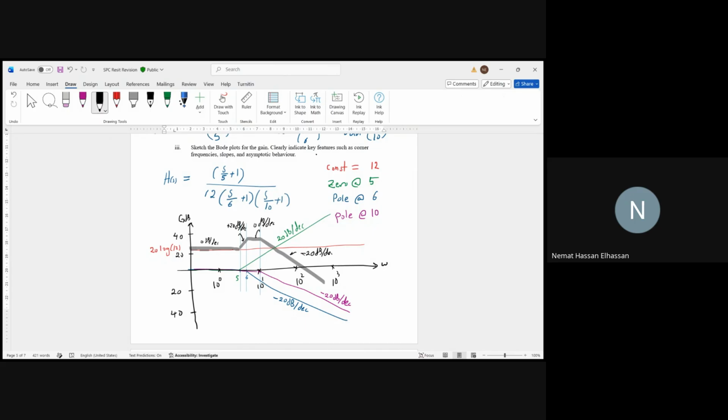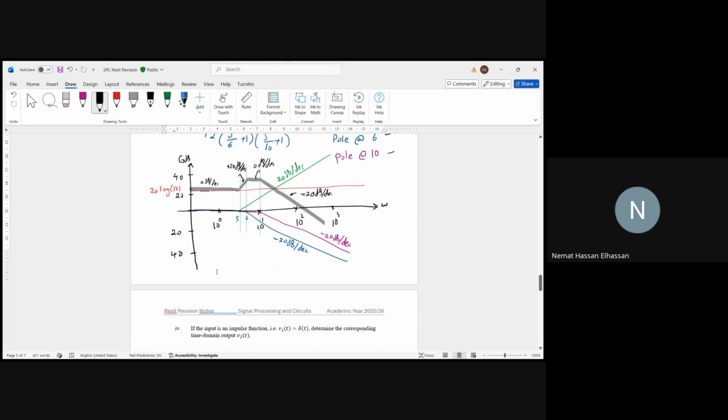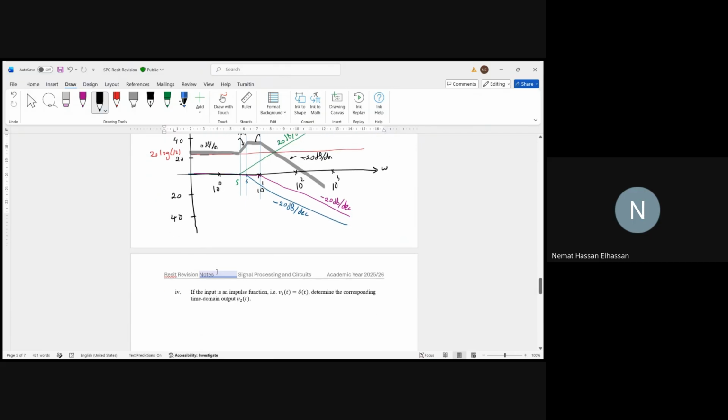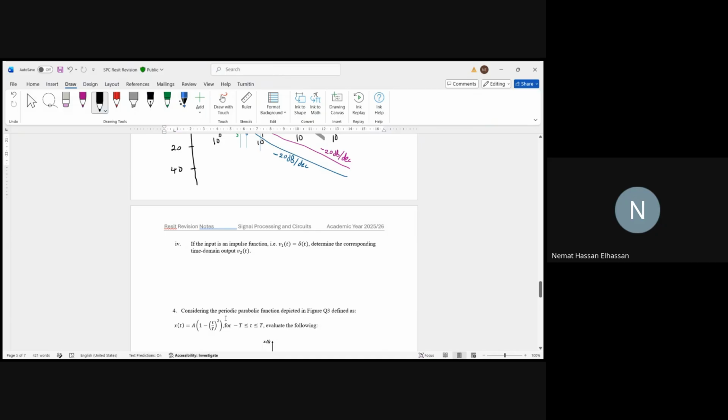Now, if you notice here, it says key features such as corner frequencies. So these are the 5, 6, and 10. The slopes, which are the decibels per decade, and asymptotic behavior, so the overall behavior. That means you have to clearly indicate these in the figure. It doesn't have to have an accurate scale, but it needs to have clear indications of break frequencies and rates of changes.